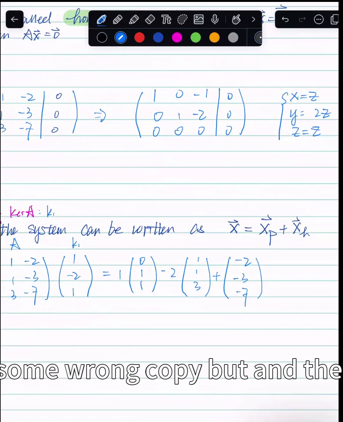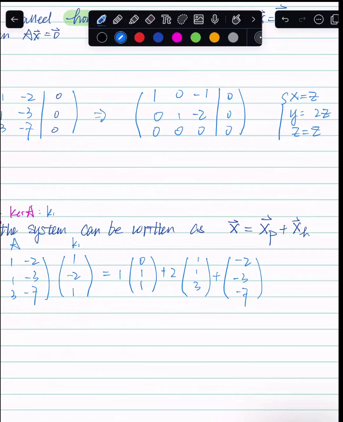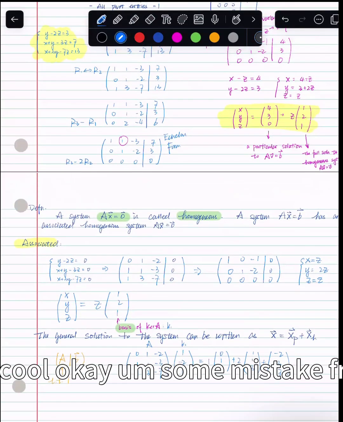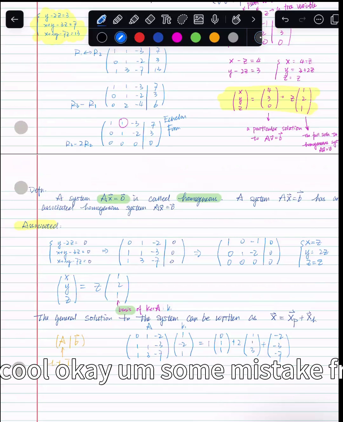And then before that step. Where? Oh, never mind. Cool. Okay. Some mistake from last class.